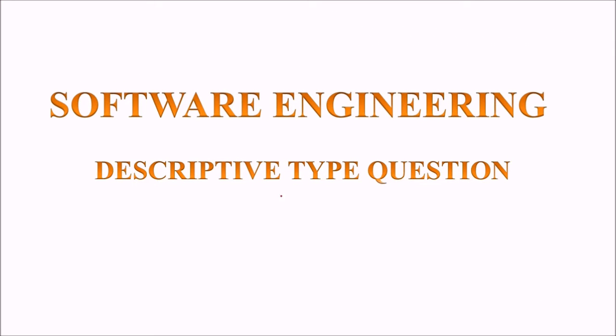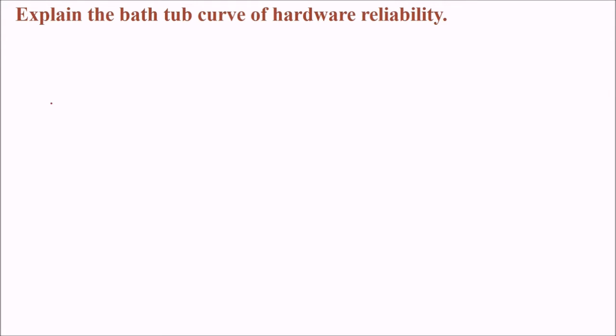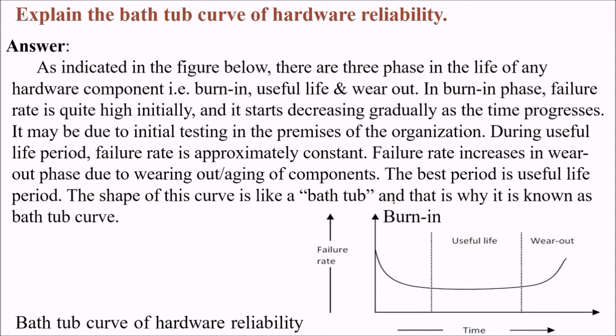So we are looking at a few descriptive type questions in software engineering. Explain the bathtub curve of hardware reliability. See, this curve resembles a bathtub. That is why it is called a bathtub curve. And this is related to hardware reliability.